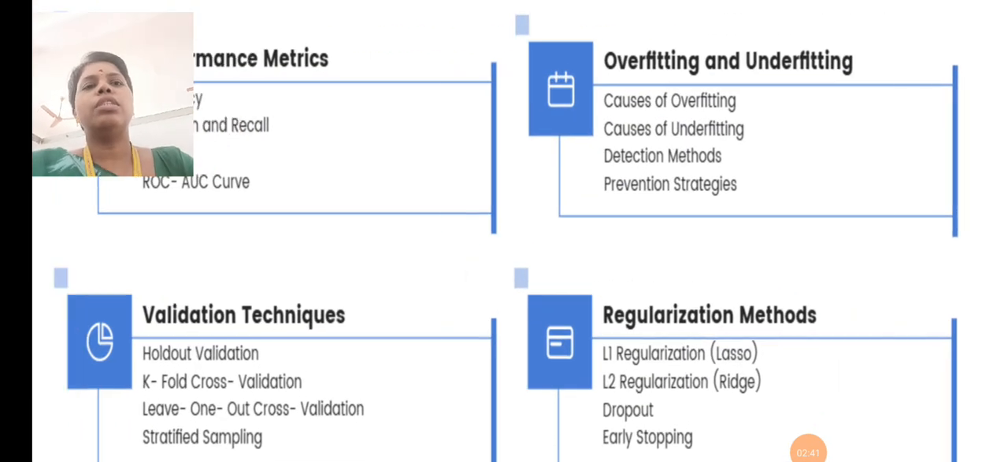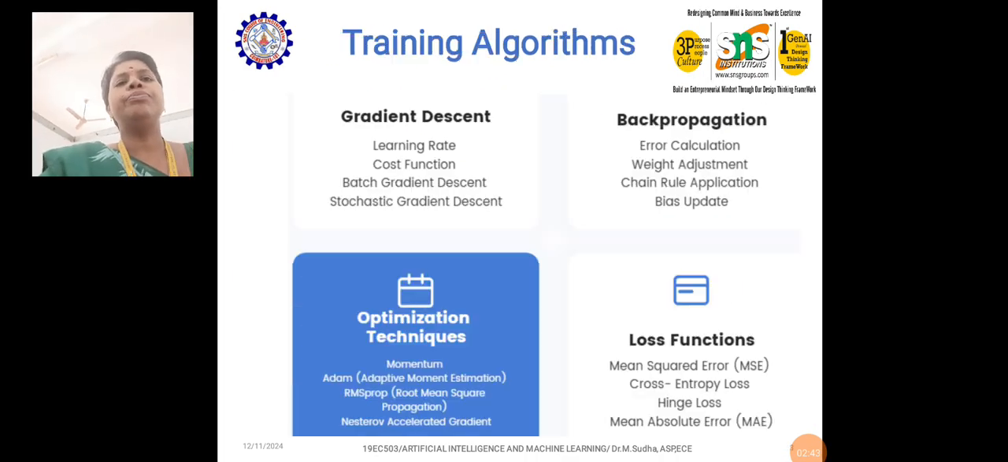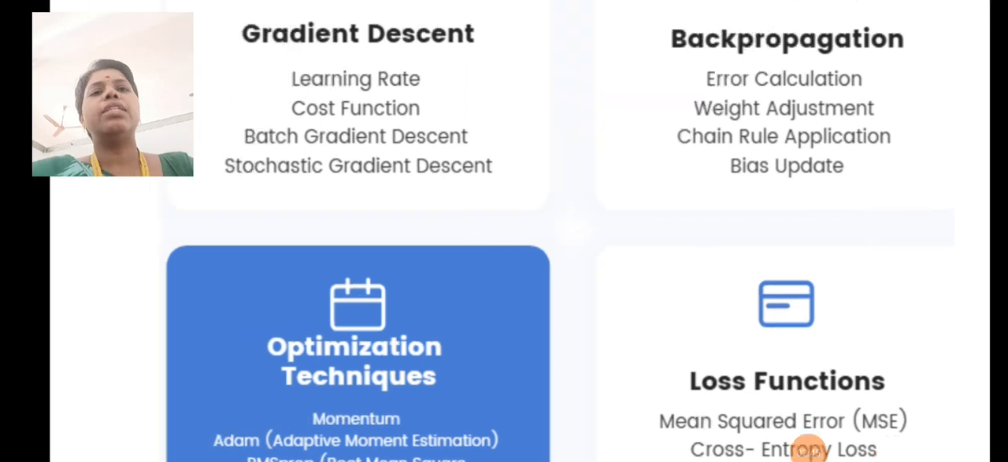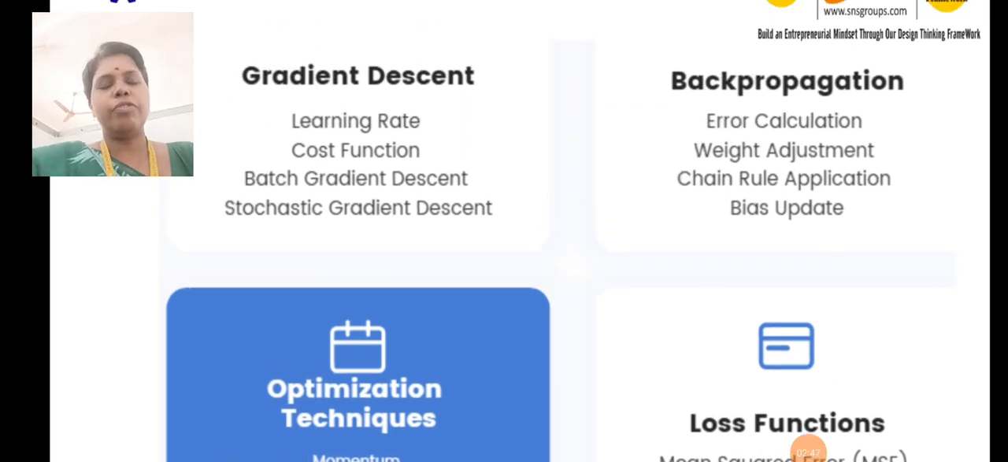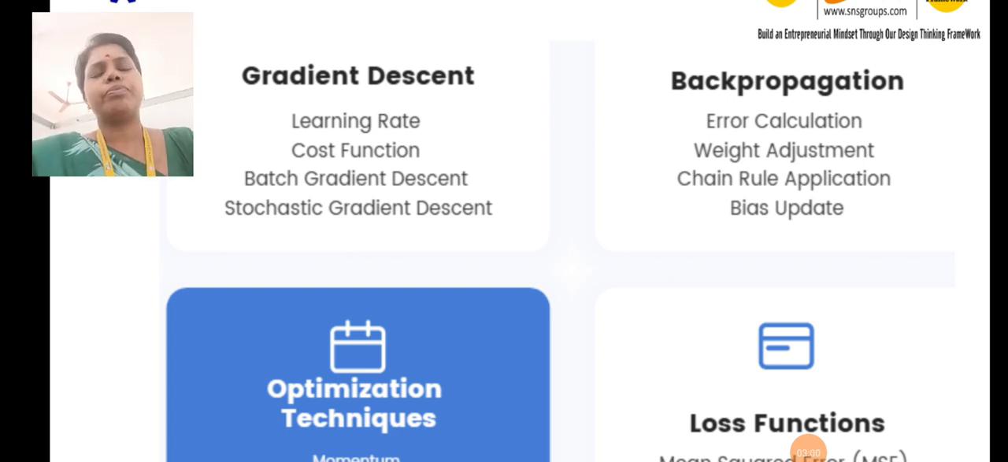First, in this training algorithm, for gradient descent we may consider the following parameters: learning rate, cost function, batch gradient descent, and stochastic gradient descent. While considering the problem and based upon the weightage of the problem, the gradient descent will be optimized.